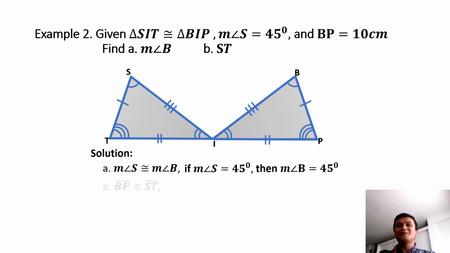Very good. For letter B, segment BP is congruent to segment ST, as you can see in the figure. If the measure of BP is equal to 10 centimeters, then ST is also equal to 10 centimeters. Very good. I think you are ready to apply our learnings in the real world.